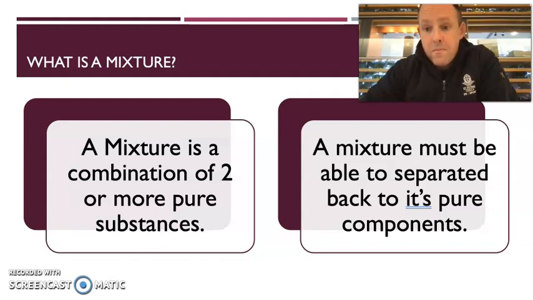So for example, if I was to combine water and sand, I could evaporate the water out and collect the sand back. If I was to combine salt and water, I'd be able to evaporate the water off and collect the salt. So we've got to be able to separate it back to its pure components.